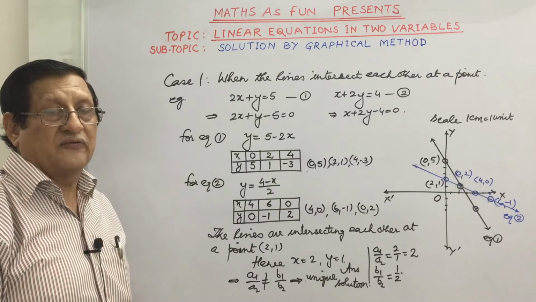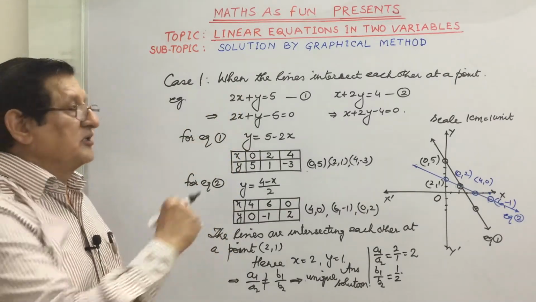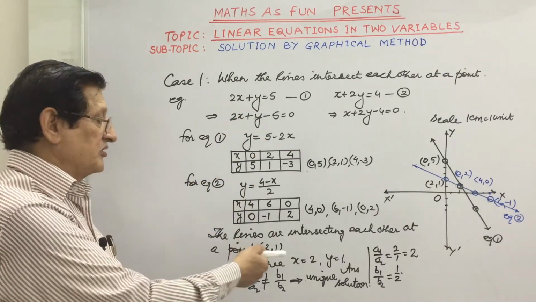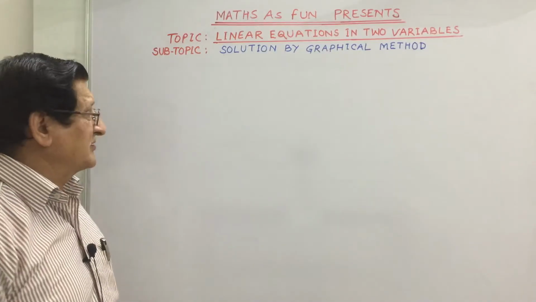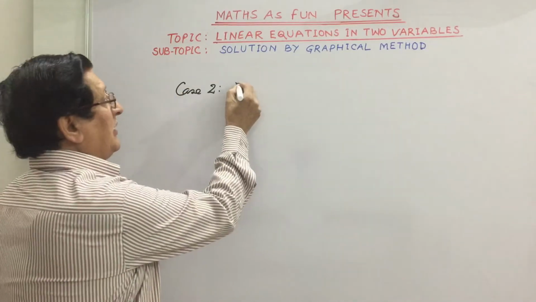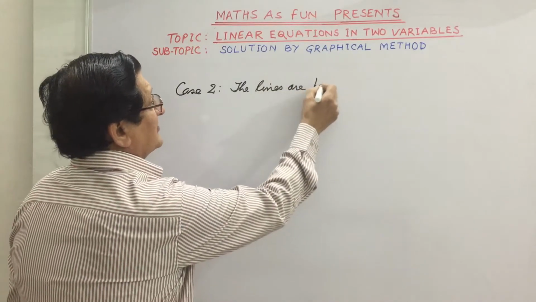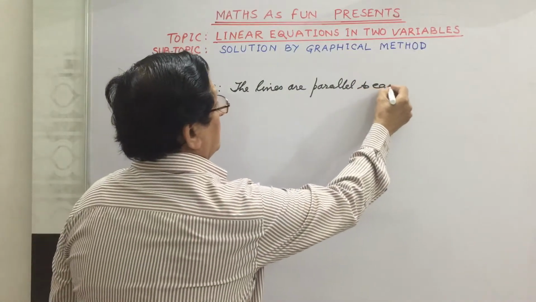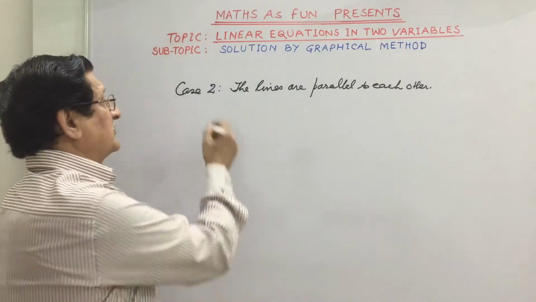So before drawing the graph only, if we find that the ratio of the coefficients of x and the ratio of the coefficients of y are not equal, then we can say the system of equations will have a unique solution. Let's discuss case 2 now, in which the lines are parallel to each other. Let's take an example for it.